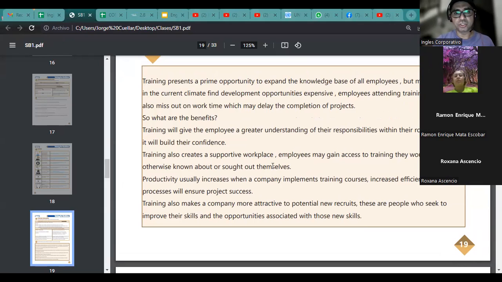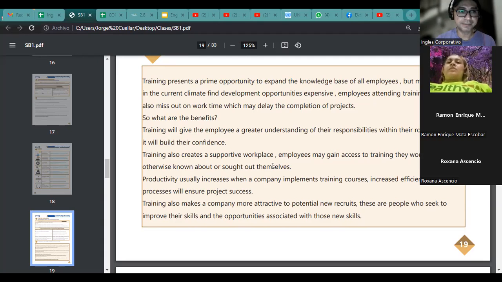I guess we can do the first part only because we're not going to read the whole paragraph, but we need to try to do it very fast, okay? So let's say something like this. Training presents a prime opportunity to expand the knowledge base of all employees, but many employees in the current climate find development opportunities expensive. Employees attending training sessions also miss out work time, which may delay the completion of projects. Something like that, only that part, okay?